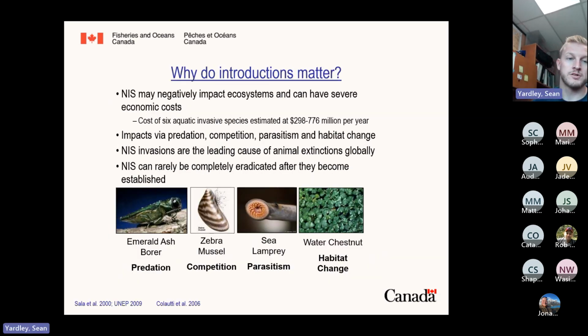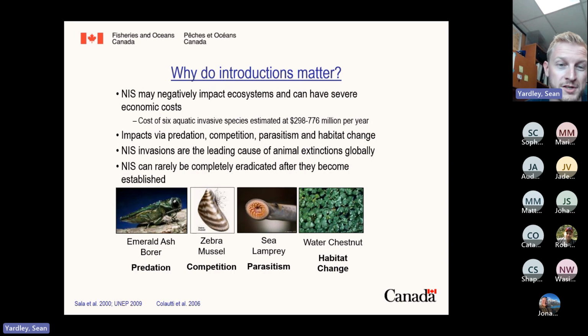Next slide. Why do introductions matter? So NIS may negatively impact ecosystems and can have severe economic costs. So aside from the impact to the ecology or the habitat of a system, there are also often economic impacts. And one estimate has the cost of 6 aquatic invasive species being around $298 to $776 million a year. And that can either be in lost revenue or in money spent trying to eradicate, prevent, or just mitigate the impacts of an invasive species.